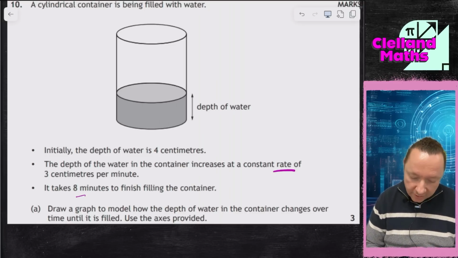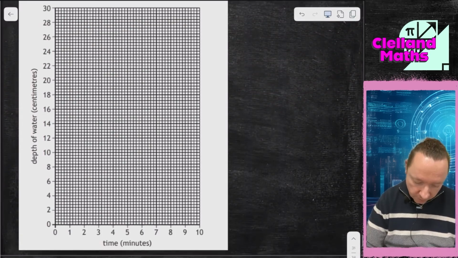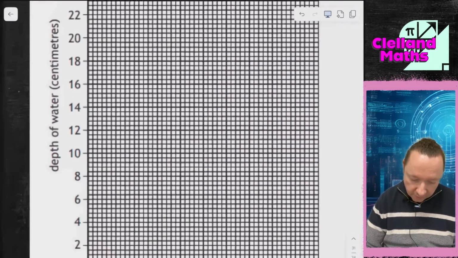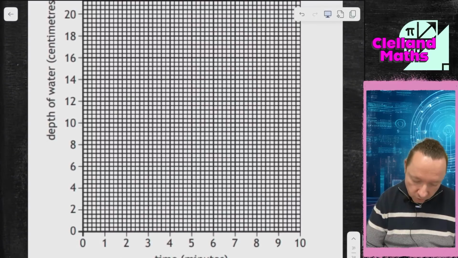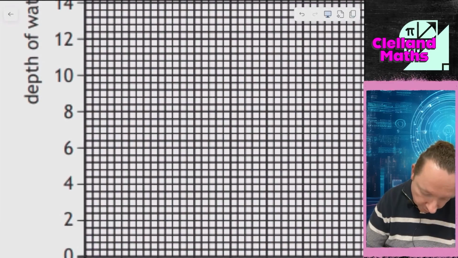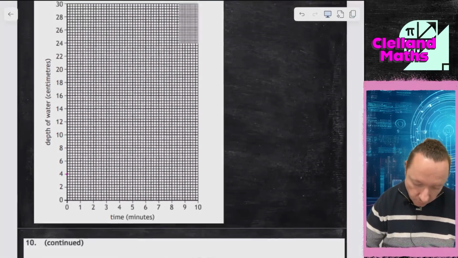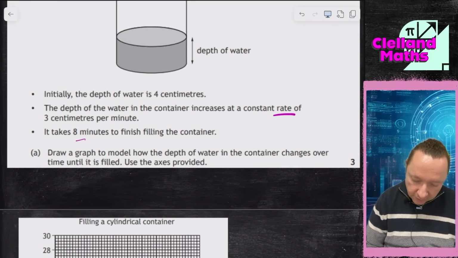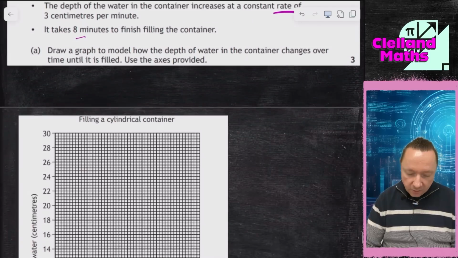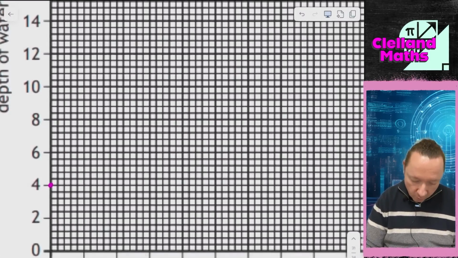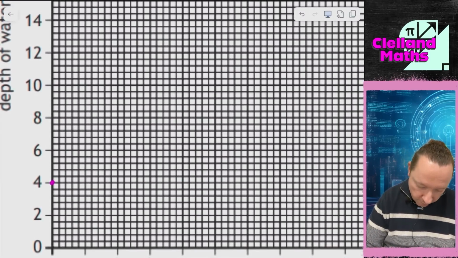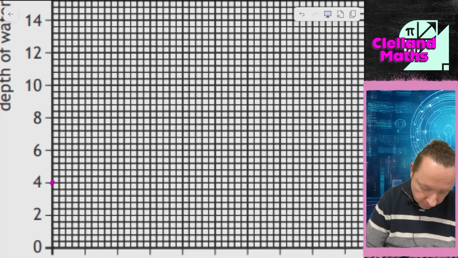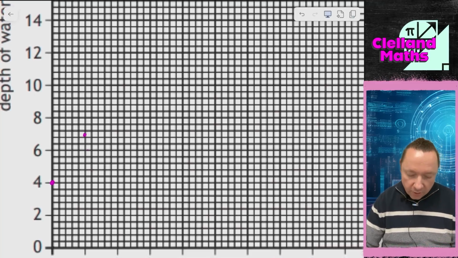So if we watch this, initially the depth is at 4 centimeters. The depth is up the side and time is along the bottom. So at time equal to 0, I am marking off 4. So that's just right there. It then says the depth of water in the container increases at a rate of 3 centimeters per minute. So every minute we go up 3 centimeters. So if I go along 1 minute, I need to go up 3 centimeters from 4, so that's 7. And I'll keep doing that.